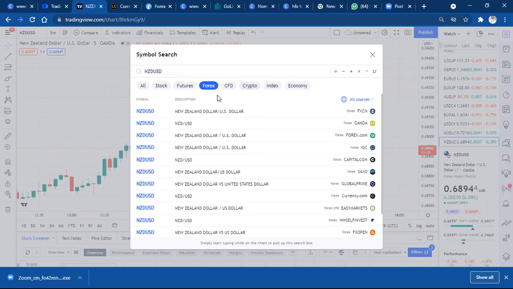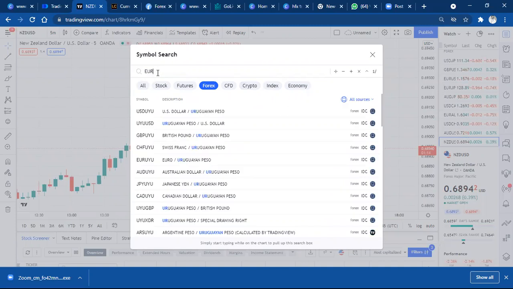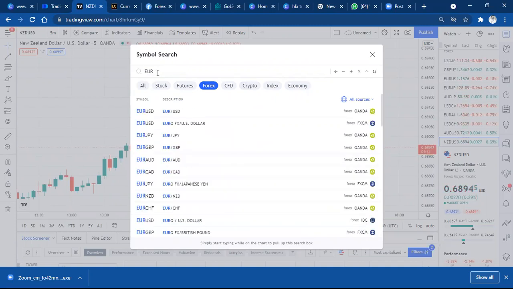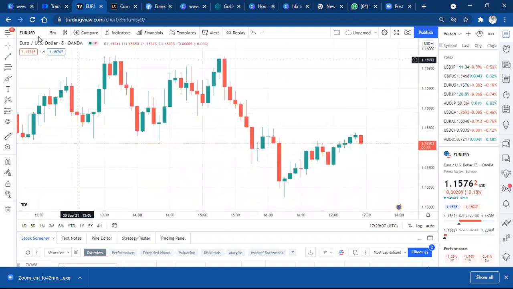Okay, so I'm trading Forex, and say I want to trade Euro USD. You search for Euro pairs. Euro, can you see all the Euro pairs? And then you click on Euro USD. That's how to choose the currency pair you intend to trade. Can you see it has changed to Euro USD?